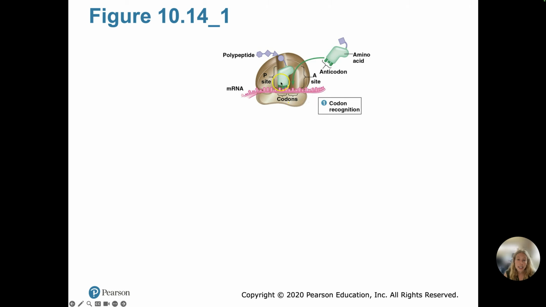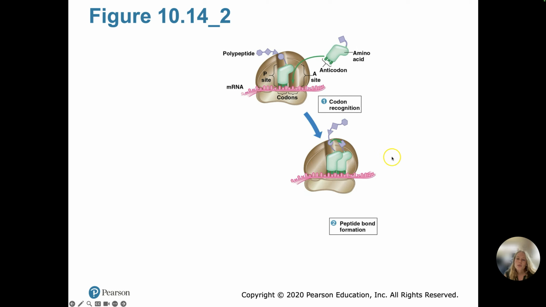Methionine. This polypeptide has grown a little bit, so this is probably not methionine anymore. It's another tRNA. The first step in this sequence is that the anticodon on a transfer RNA is going to recognize its complementary sequence, its complementary codon in the mRNA, and then it will attach at the ribosome's A site. So this anticodon matches this codon. So now that tRNA is going to attach to the A site.